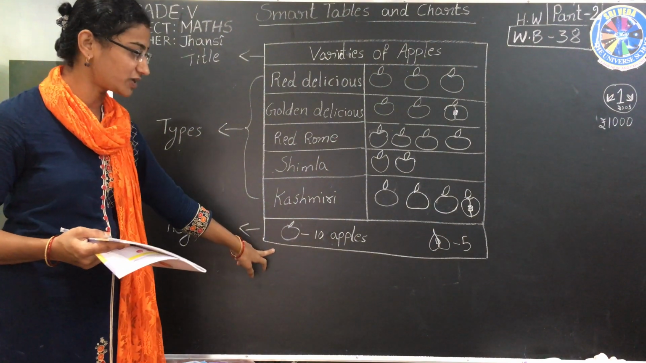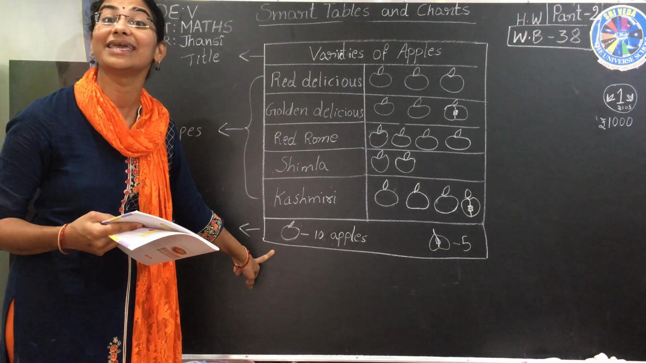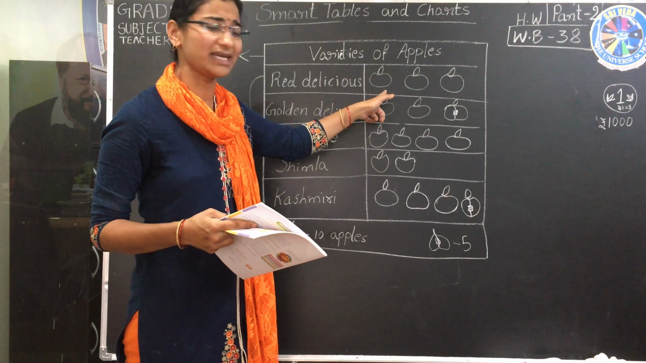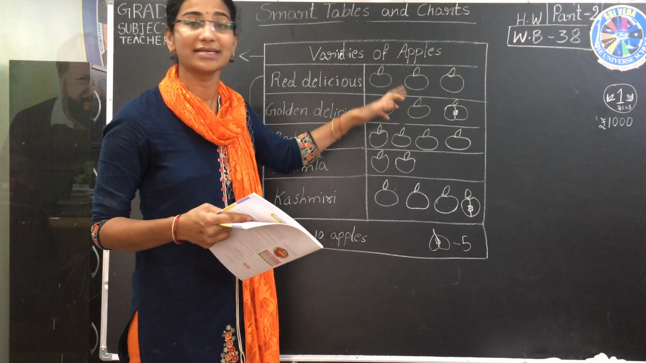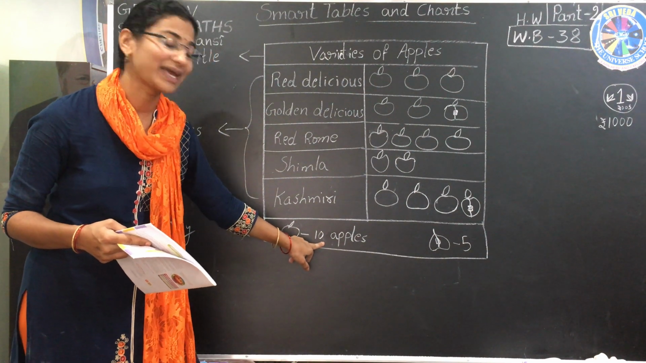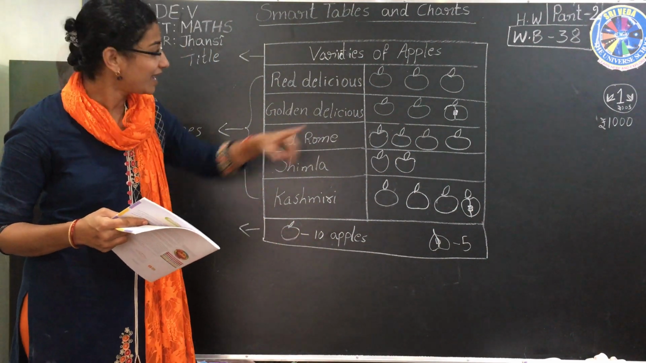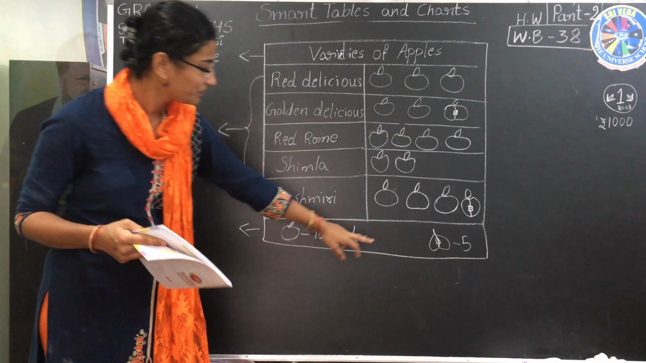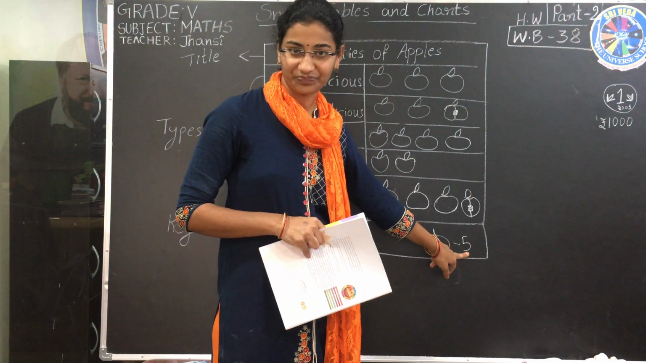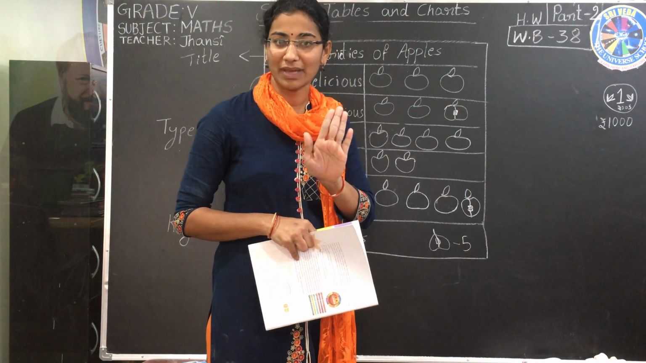At the bottom of the table, the key should be mentioned. Here we are mentioning something: Red Delicious means 3 apple pictures. So there is a key. That's why a full apple picture means 10 apples. We should keep that in mind. Then we can count like that. Then this is a half apple. Half apple means 5 apples. We should remember the key.